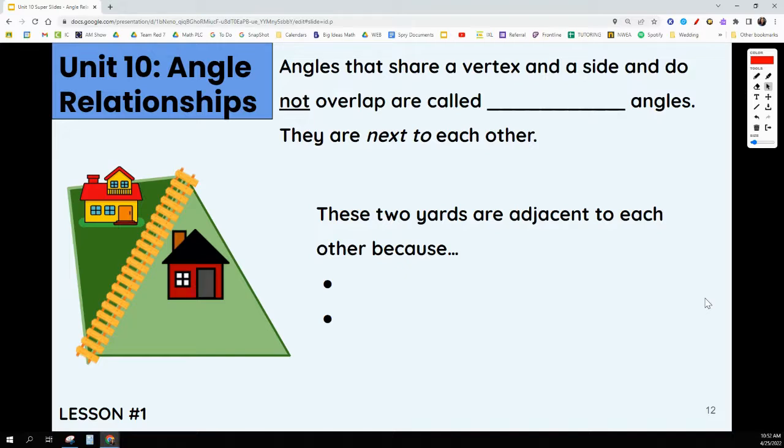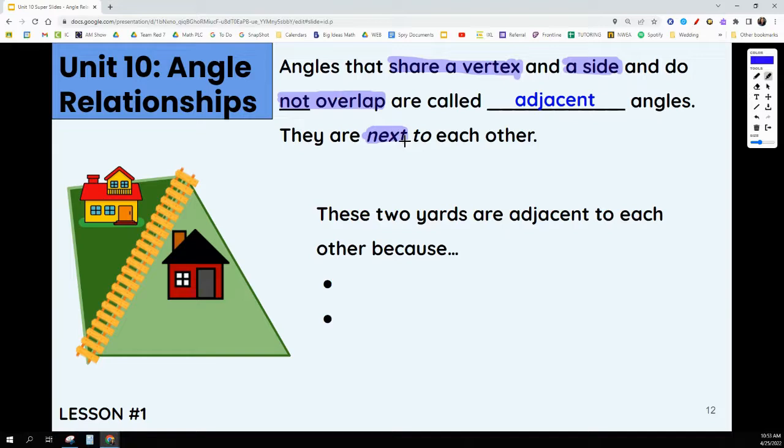Angles that share a vertex and a side but do not overlap are called adjacent angles. So let's break this down. They have to share a vertex. That means they share a point. And they have to share a side. So they have to share a point and a side, but they cannot overlap. They have to be next to each other.